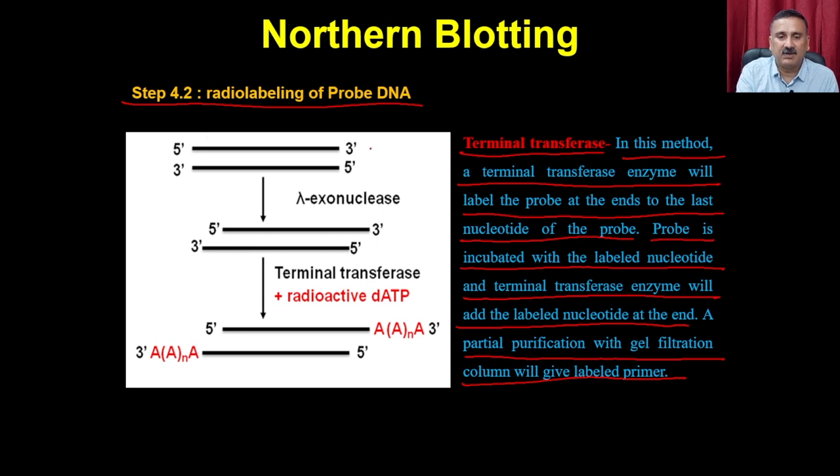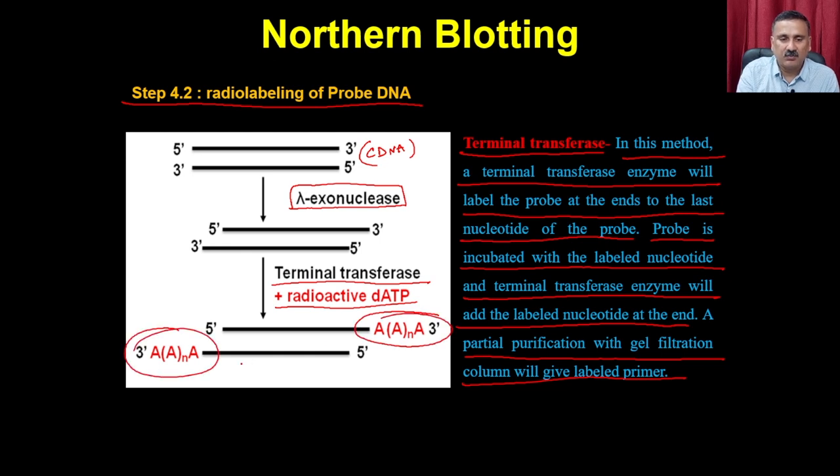So in this, what we have is the double stranded cDNA that you have prepared, and then you are going to treat this with alpha exonuclease, and that is going to create the nicks. And then you are going to use the terminal transferase with the help of radioactive nucleotides, and you are going to add the nucleotides on both sides, and that is how you are going to have the radiolabeled probe. And now you can use this double stranded DNA. You are going to denature this, and as a result you are going to have two strands, and that is how you can use this as a probe for subsequent steps of hybridization.